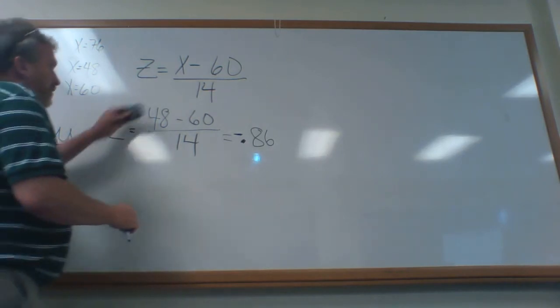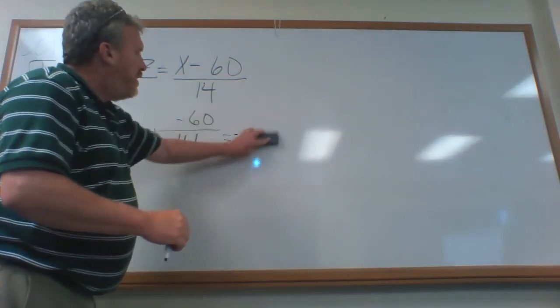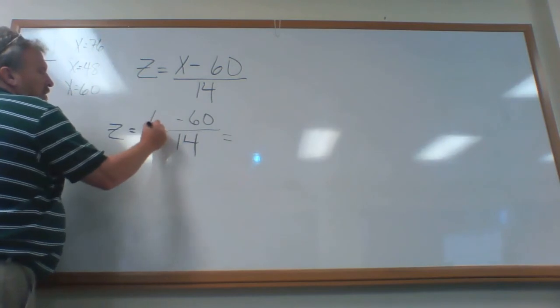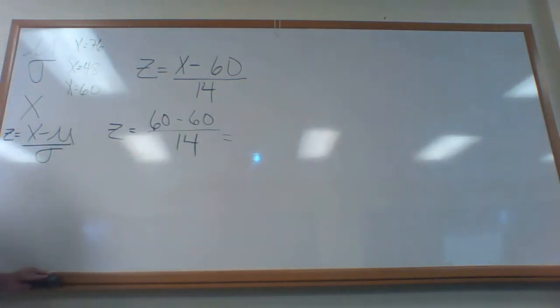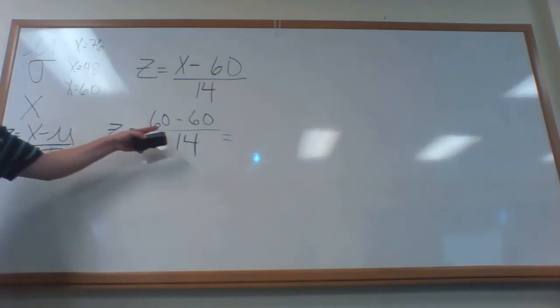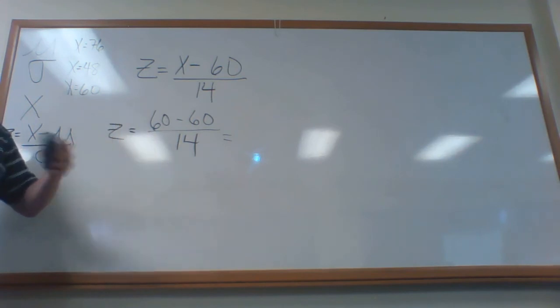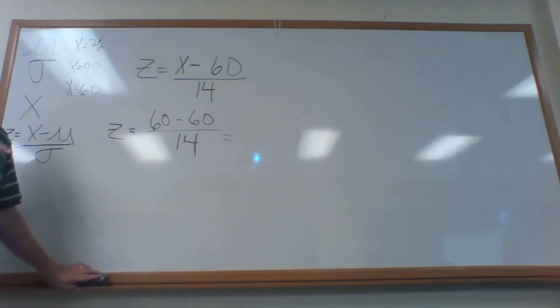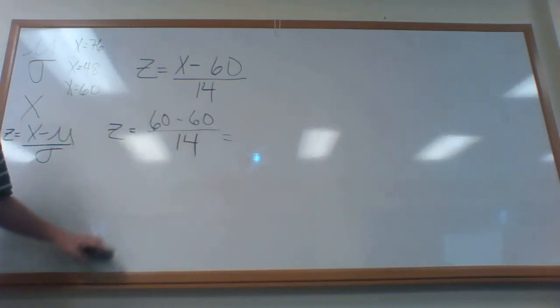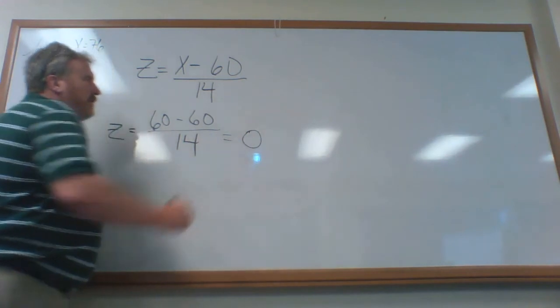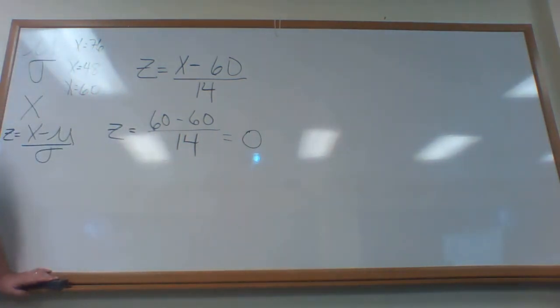Lastly, the third problem was 60 minus 60 over 14. Now, is 60 above or below the mean? It is the mean. And we know that the z-score for a mean is always 0. Well, let's see. 60 minus 60, 0 over 14 equals 0. So for problem 10, this is the pattern to do all of them.